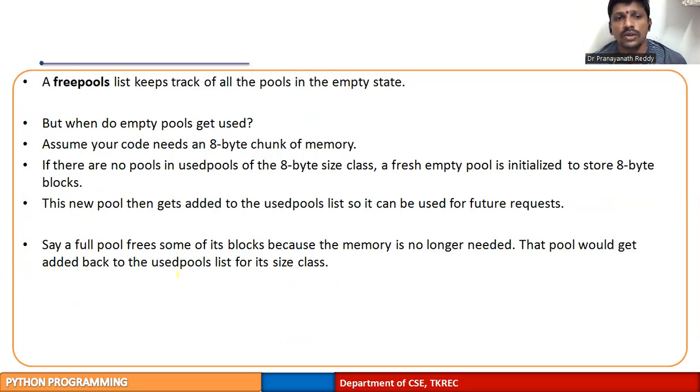But when do empty pools get used? Assume you need 8 bytes of memory. There are no pools in the used pools of the 8 byte size class. A fresh empty pool is initiated to store the 8 bytes. Like 4 bytes are there, but you don't have 8 bytes. So a new pool is created. From the new pool, you are going to be allocated. So this new pool then gets added to the used pool list. From the empty list, it will be going to the used pool list.